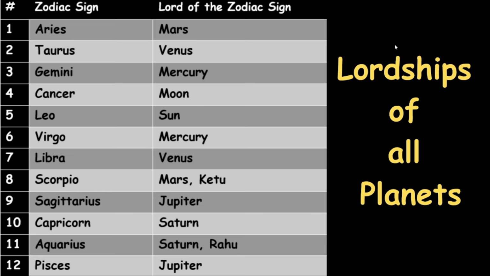Now, look at this table to see which planet is the Lord of which zodiac sign. If you see this table, Mars is the Lord of two zodiac signs, Aries and Scorpio. Venus is the lord of two zodiac signs, Taurus and Libra. In this way, each planet has a department to handle either one or two zodiac signs.